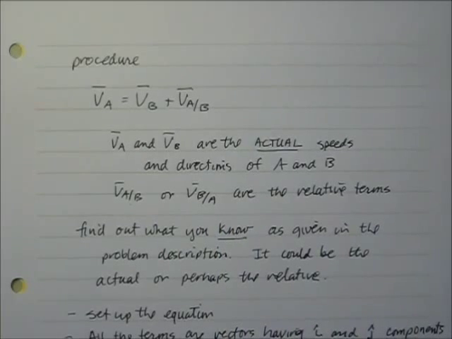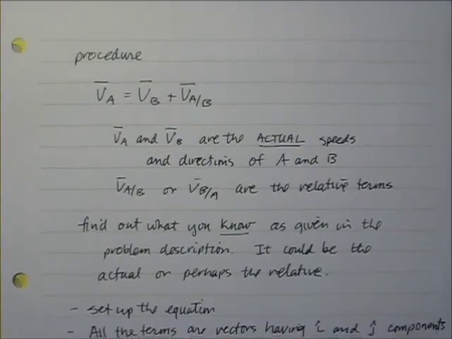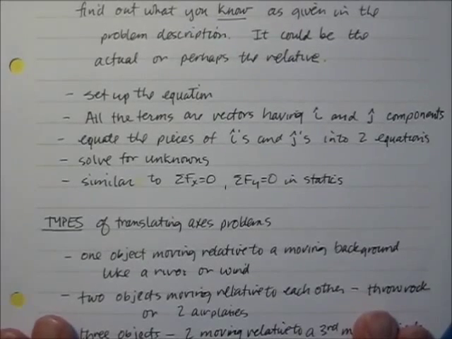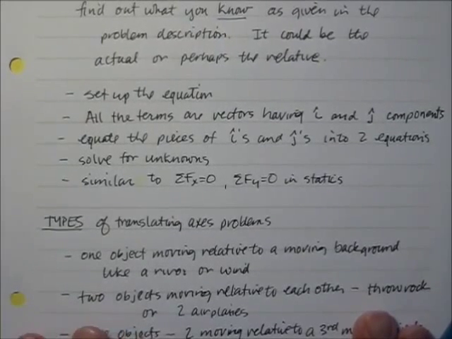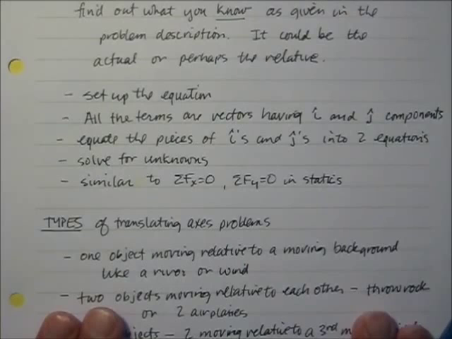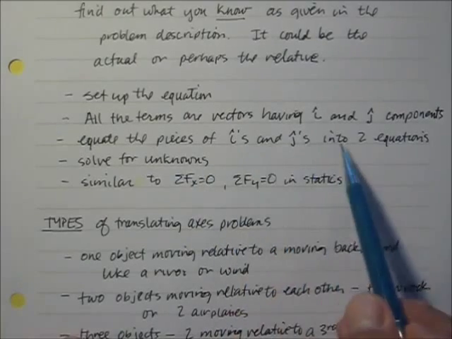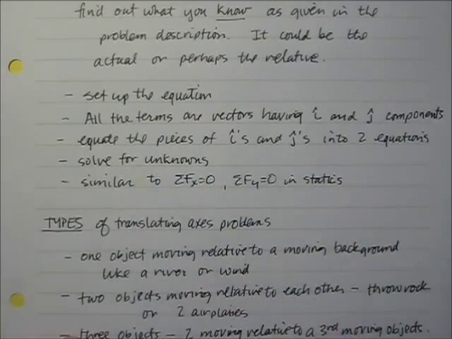So to proceed, we find out what we know, and usually that's given in the problem description. It could be the actual or the relative, depending on how the problem is worded. And you set up the equation. Make sure all the terms are there, containing i and j components. Most of the time, you'll have cosines or sines to deal with. You equate the pieces of the i and j into two equations, and then we solve for the unknowns.